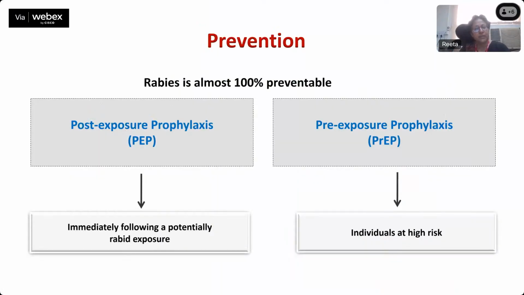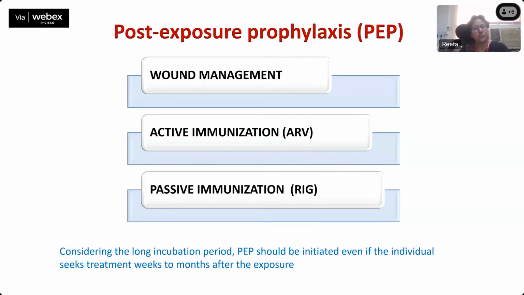Next slide, please. Now coming to prevention, as I said, I will be discussing the post-exposure prophylaxis or PEP, which is used immediately following a potentially rabid exposure. We will also discuss pre-exposure prophylaxis, which can be taken by individuals at high risk of acquiring rabies, mostly due to occupational exposures. Next slide. Coming to PEP or post-exposure prophylaxis, it's a three-pronged approach consisting of wound management, active immunization with rabies vaccines, and passive immunization with rabies immunoglobulins or also rabies monoclonal antibodies that are available recently.